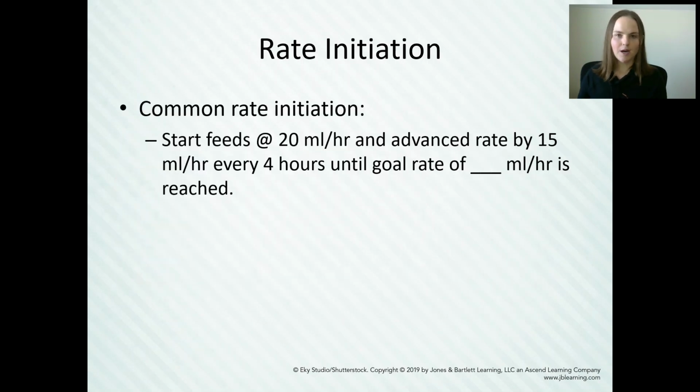Okay, so a common initiation might be starting feeds at 20 mils an hour and advancing the rate by 15 mils every 4 hours until the goal rate, whatever your goal rate is, is reached. So when I'm writing my orders, I'll include my goal rate, and then I'll also include some sort of statement about how to initiate the feeds.